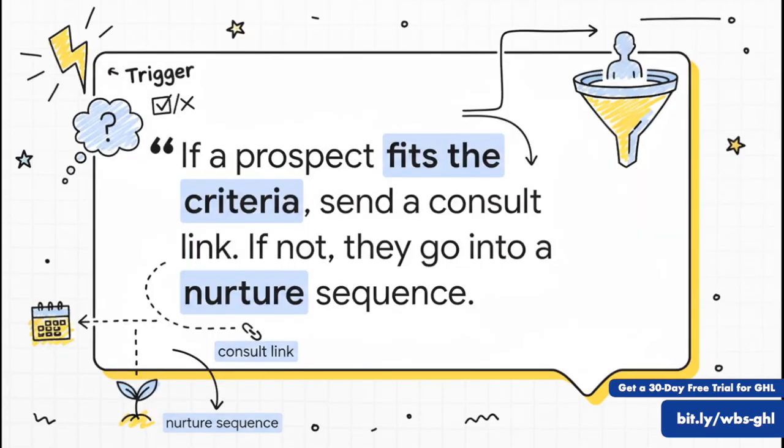So, check out this real-world example from a user. This is such a classic problem, right? You get a new lead and everything just stops. You have to manually figure out, okay, is this person a good fit? Should I send them to sales or should they just go into a long-term nurture sequence? Now, imagine doing that for every single lead that comes in. It's a massive, massive time sink, isn't it?